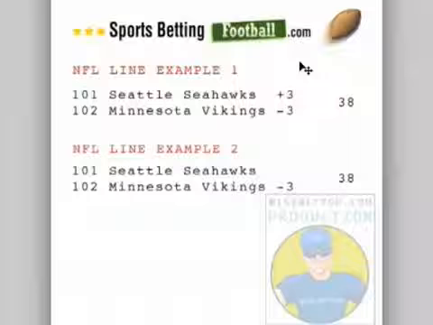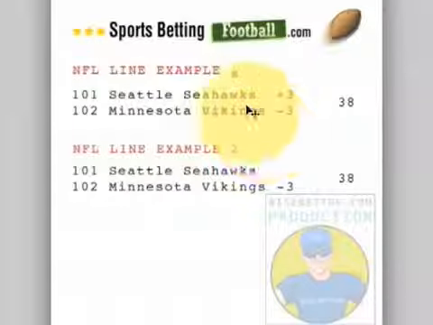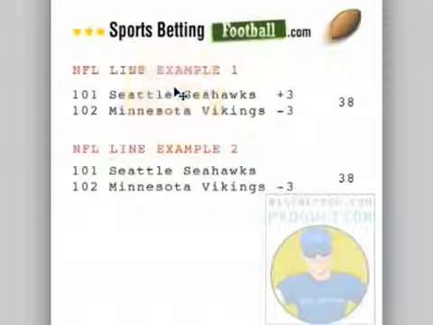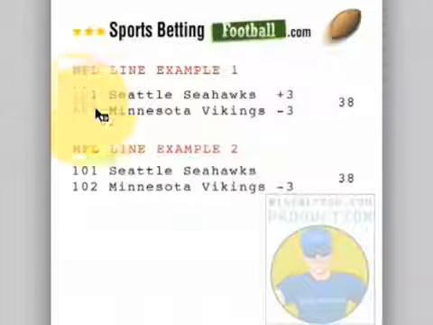This first area over here is probably the more common display that you'll see at online sports books. And what we have here is a contest between the Seattle Seahawks and the Minnesota Vikings. When you're looking at the line, over here you're going to see a group of numbers that usually is 3 digits. Sometimes it'll go up to 4. You can generally ignore this, especially if you're an online sports bettor.